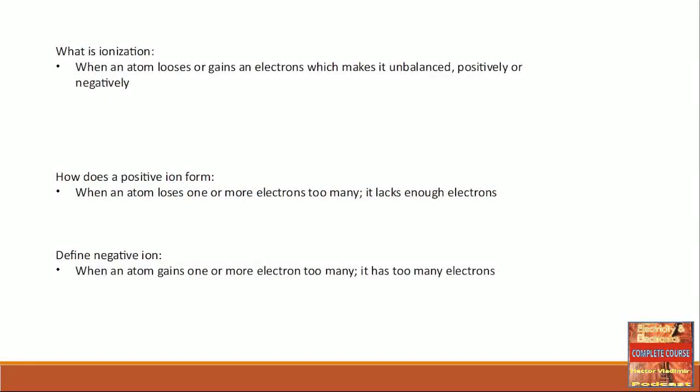What is ionization? When an atom loses or gains an electron which makes it unbalanced, positively or negatively. How does a positive ion form? When an atom loses one or more electrons. It lacks enough electrons. Define negative ion. When an atom gains one or more electrons. It has too many electrons.